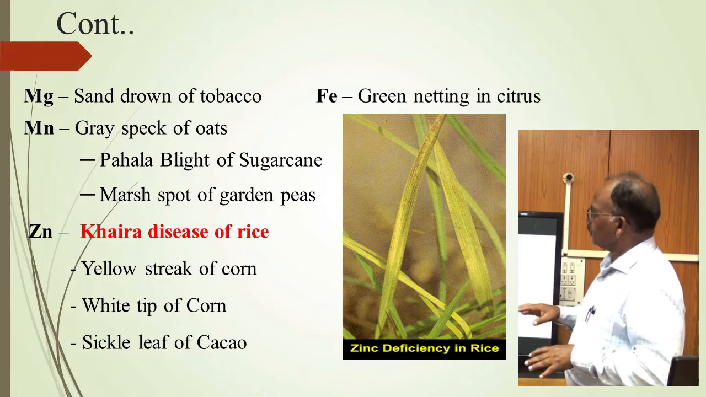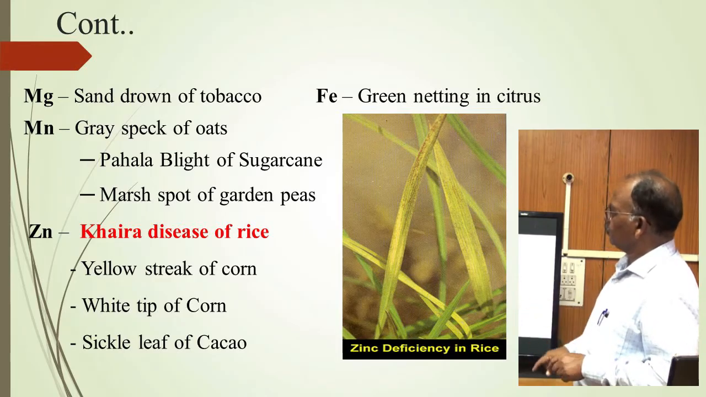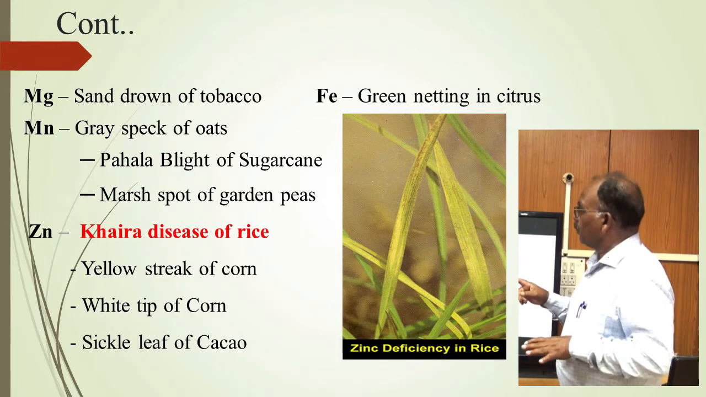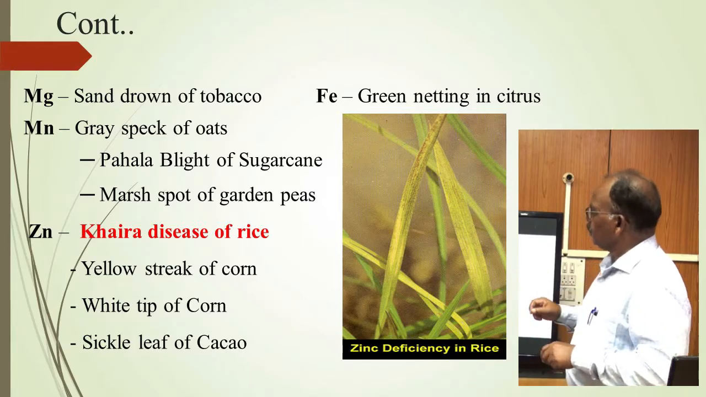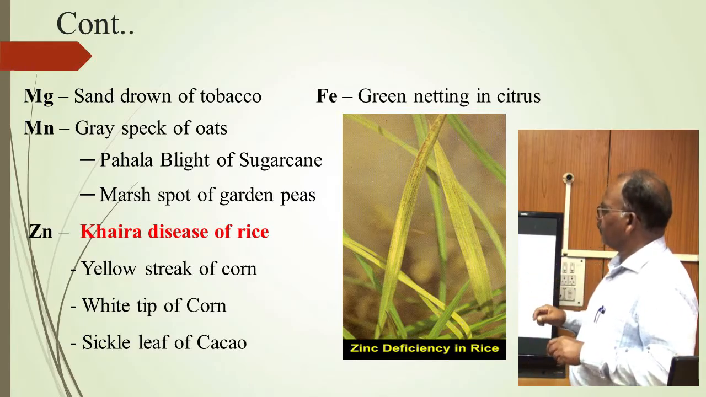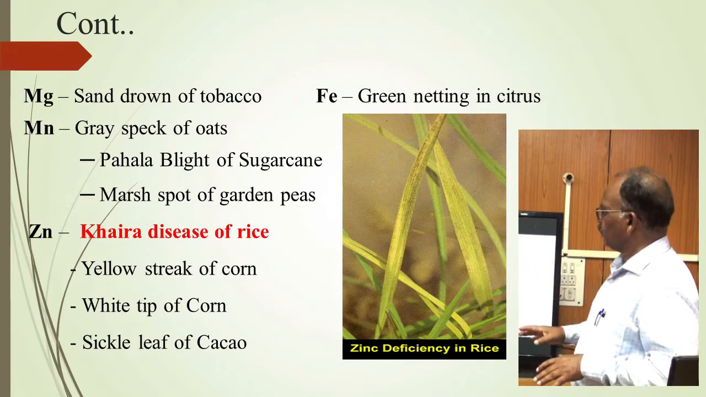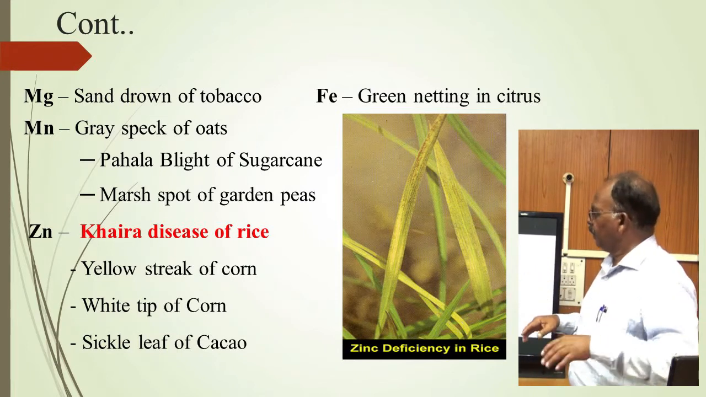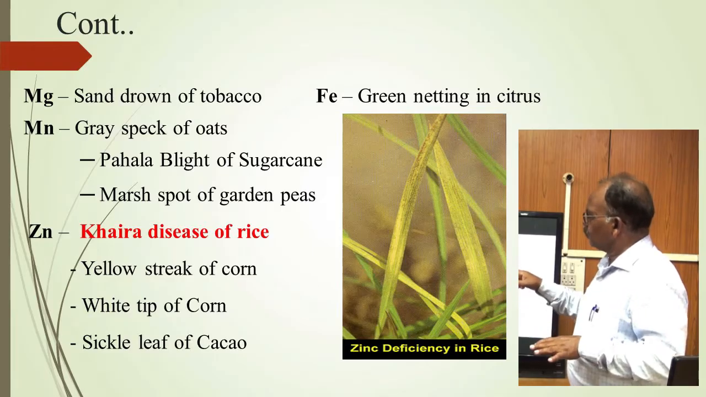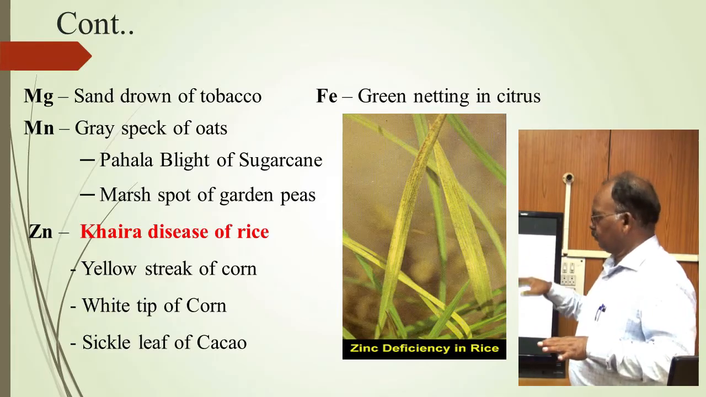Magnesium deficiency causes sand drown of tobacco. Manganese deficiency causes grey speck of oats, pahala blight of sugarcane and marsh spot of garden pea. All these are due to deficiency of manganese.